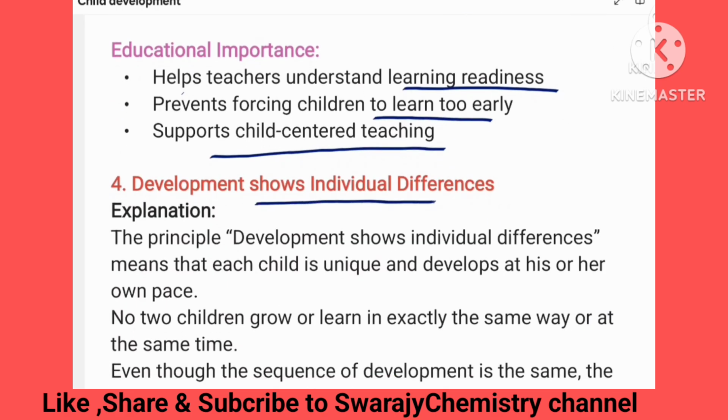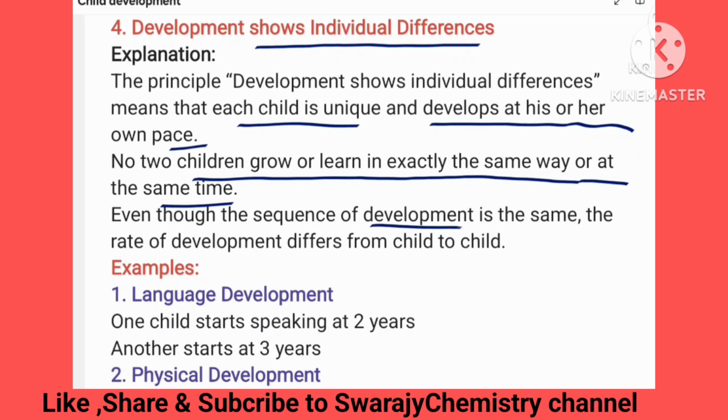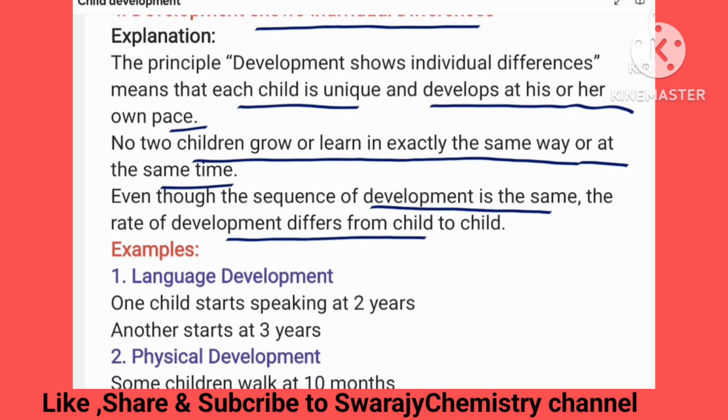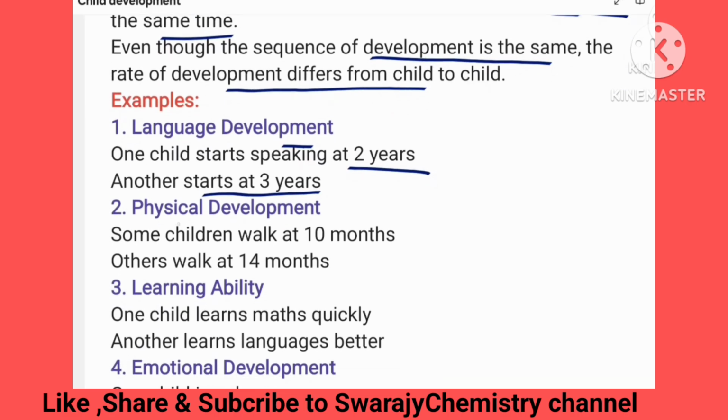Next, the fourth principle is development shows individual differences. This means that each child is unique and develops at his or her own pace. No two children grow or learn in exactly the same way or at the same time. Even though the sequence of development is the same, the rate of development differs from child to child. Example, in language development, one child starts speaking at 2 years, another starts at 3 years. In physical development, some children walk at 10 months, others walk at 14 months.